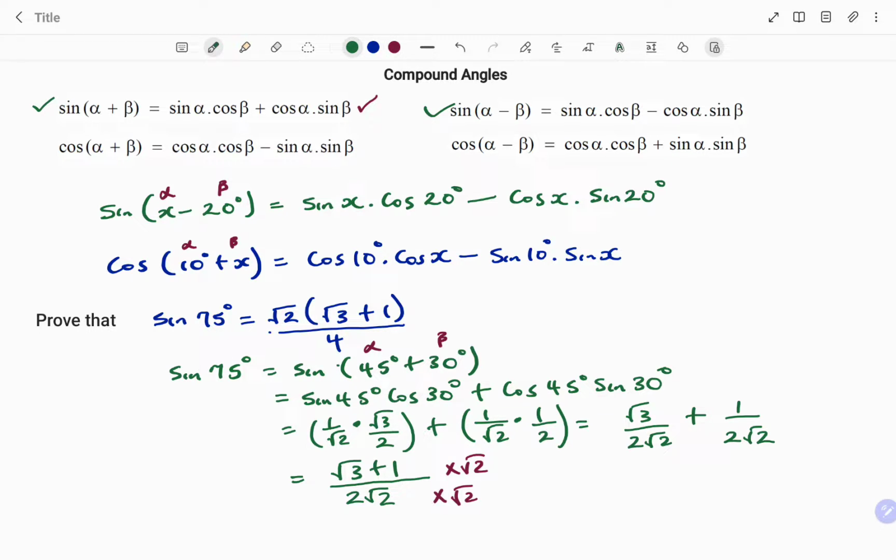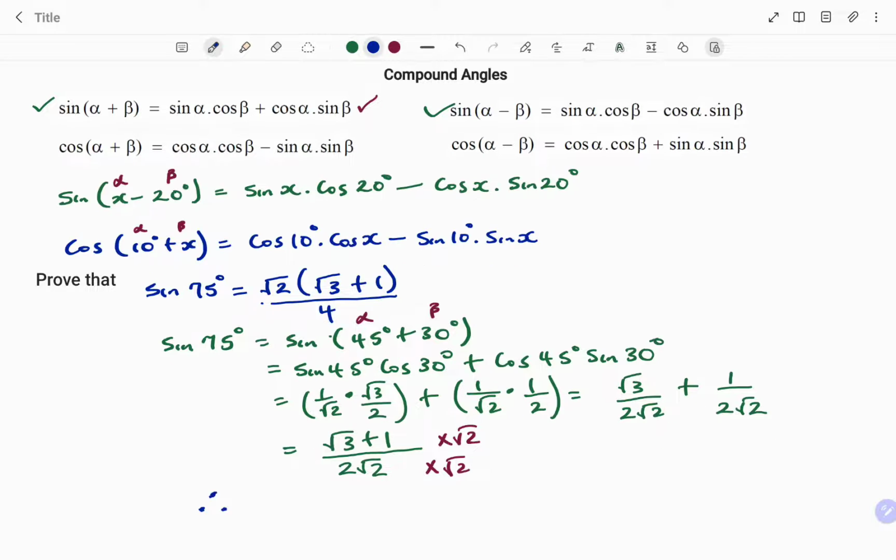So what I have is, therefore my sine 75 degrees will be root 2 multiplying root 3 plus 1, and for my denominator I have 2 root 2 times root 2, that's 2 times 2, and that will give me 4. I've been able to prove as shown. Let's look at more examples.